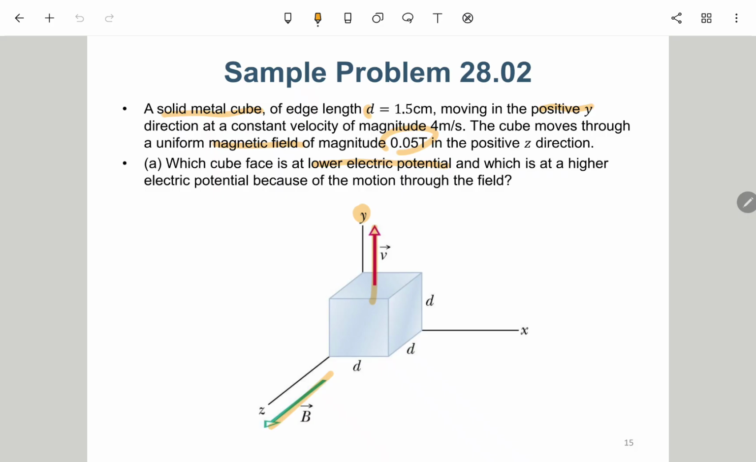The idea here is that we have a cube moving upward, which means there will be some electrons inside the cube which are free to move. The nuclei are just fixed in a specific structure. So only the negative charge electrons are free to move.